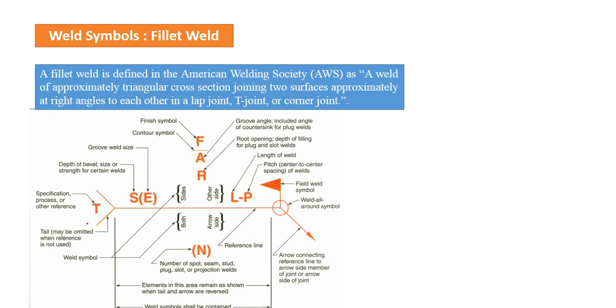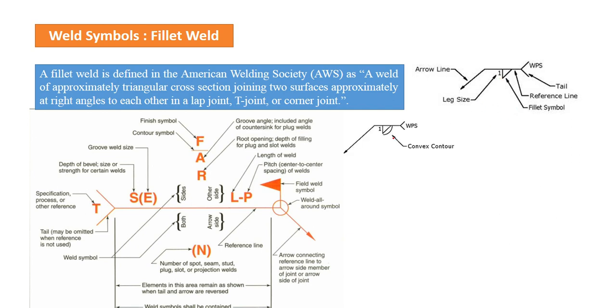Here we write the WPS, that is the welding process specification, between these two lines, which is the tail. For example, we can use this symbol. It is the symbol used for fillet weld. One is the weld size or weld leg or leg size. Then we can use this for convex contour and this for concave contour.